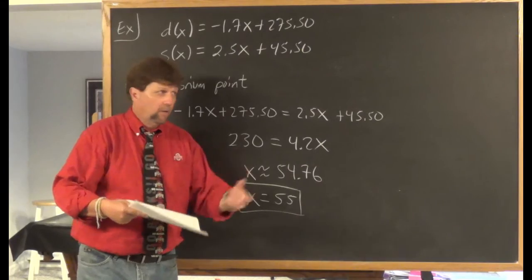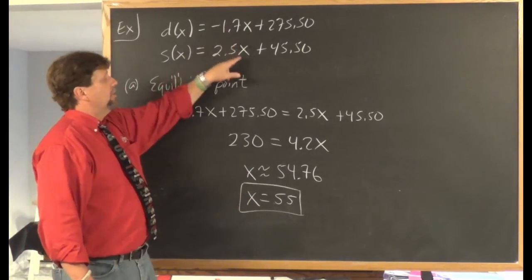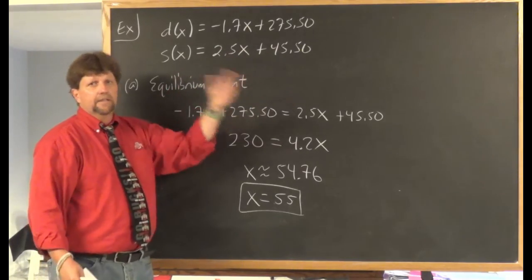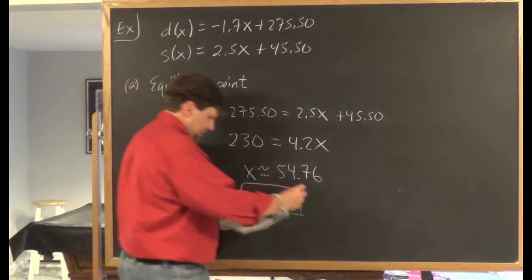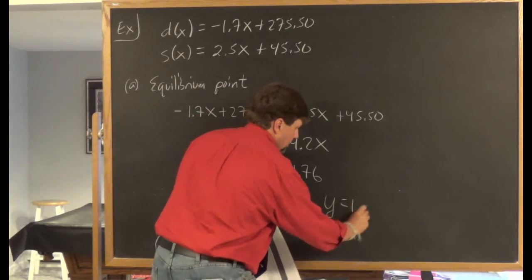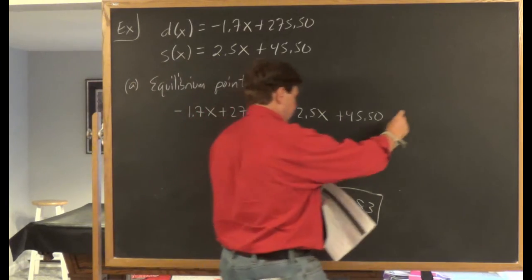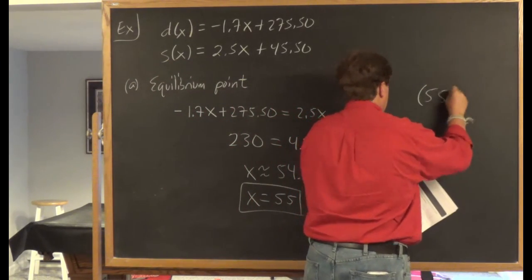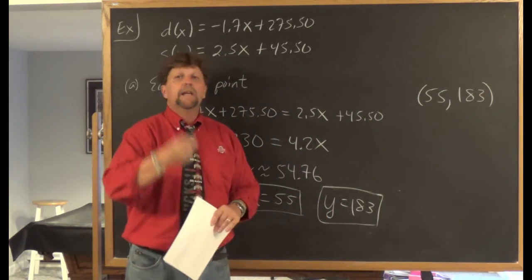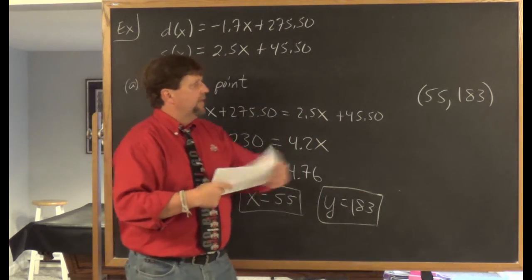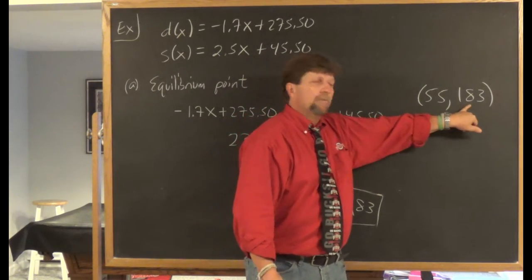And now we need to get the y value. We can take this and toss it into either one of these functions for x to get a y value to come out. And I get the y value of 183. So the equilibrium point is a point. It has an x coordinate and it has a y coordinate. This is equilibrium demand. This is equilibrium price.